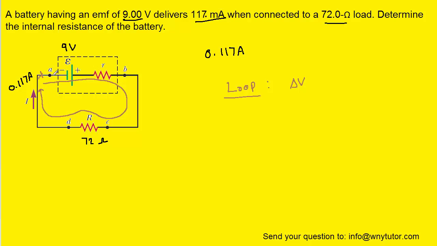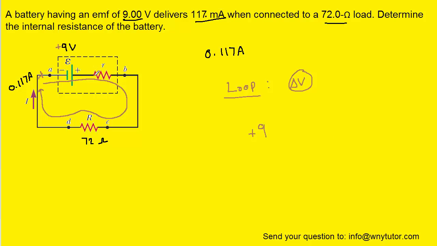Now, beginning at point A, again, we're going to be keeping track of the potential changes. We can see that we move from the negative plate of the battery to the positive plate of the battery. That's going to represent a positive 9-volt potential change. So we can put positive 9 into our equation that we're developing.